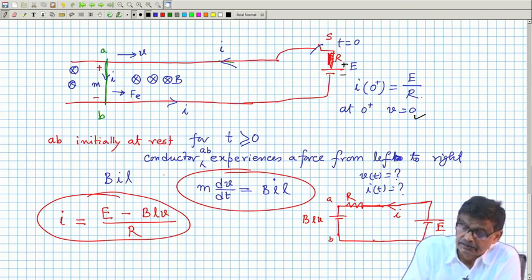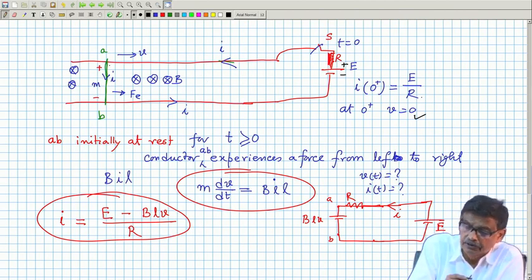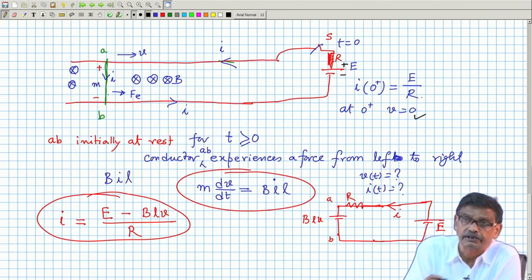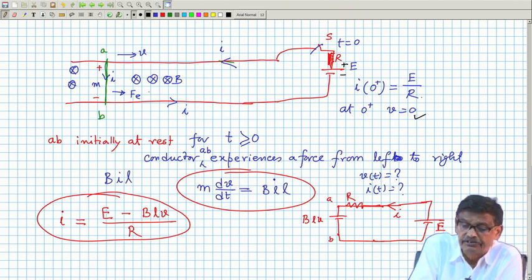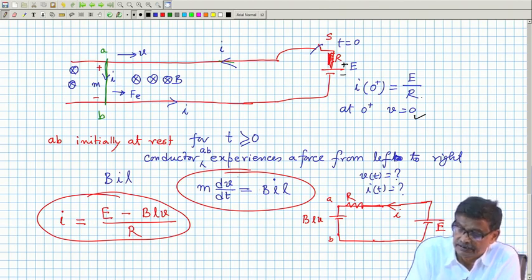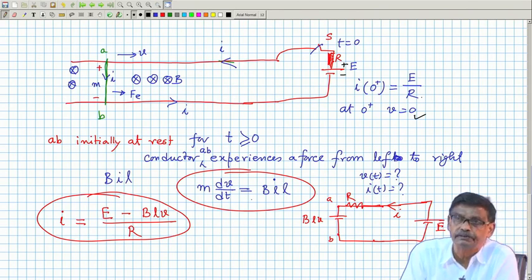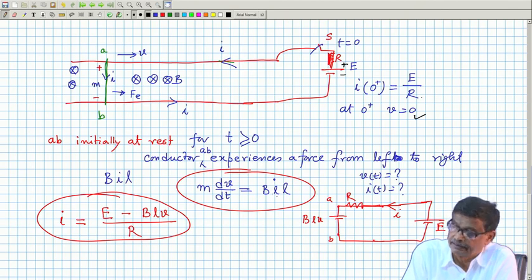Now, the question is what will be the equation of motion of the conductor? M dv/dt, if v is the velocity at any time t, must be equal to the force. This time you see the force is along the same direction as the velocity, so plus sign, and this will be the dynamic equation on the mechanical side.